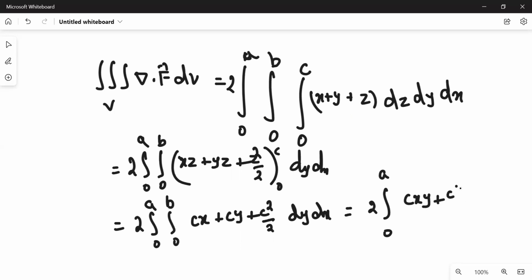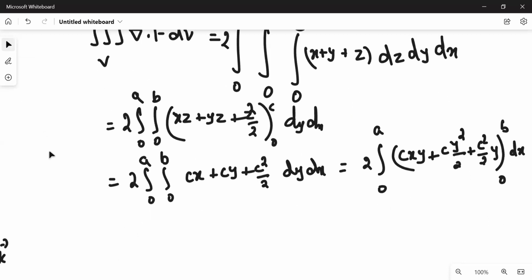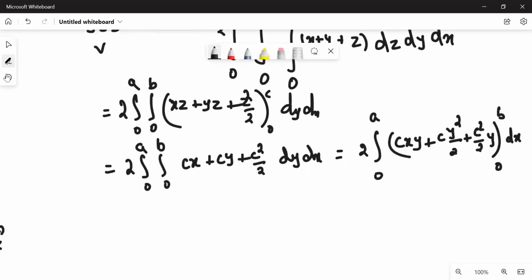Plus cy becomes cy square by 2 plus c square by 2. When you integrate with respect to y, it becomes c square by 2y between the limit 0 to b, and then we have to integrate with respect to x. Applying upper limit b on y. So then this becomes 2 times integral 0 to a, upper limit b on y.